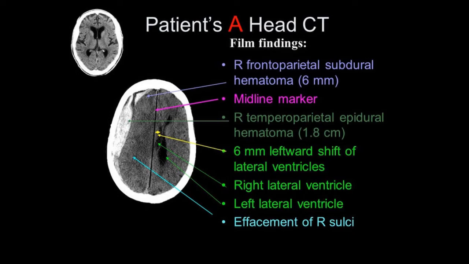This is the case of epidural hematoma. What are the things we can see? Let's see from the beginning. Right parietal subdural hematoma, a 6 mm hematoma is there, and a little bit of midline shift is there. That is a midline marker. Right temporoparietal epidural hematoma is there, 1.8 cm. 6 mm leftward shift of the lateral ventricle is there. Right lateral ventricle, left lateral ventricle. Now at last, effacement of the right sulci is also there.